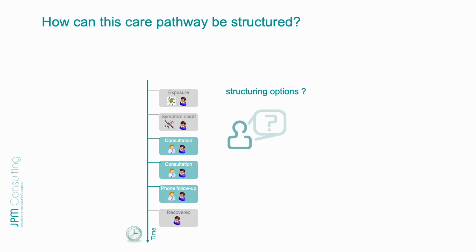How can this care pathway be structured in the record? There are 3 different ways to organize it. It can be structured by time, by organizational context, or by clinical content.